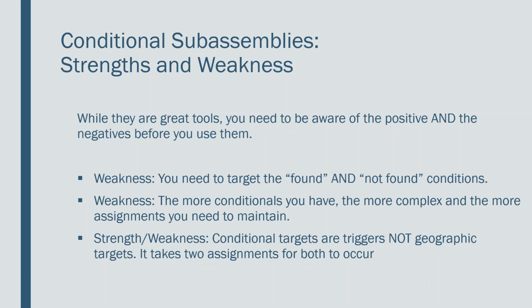Now, I label this next one as strength and weakness. I think it's a good thing, but it is something that can get missed, and therefore can be a weakness as well. Something you just need to be aware of is that conditional targets are triggers. They are not geographic targets. So I can tell you where the driveway is with a conditional subassembly, but it won't necessarily draft in how wide my pavement needs to be to match up where the driveway front or back is, or wherever my conditional target is. If you want a certain line to be both the trigger that turns it on as well as the geographic assignment, that will take 2 separate assignments. And actually, if you look up above, it takes 3. You've got a found, not found, and also the geographic target.